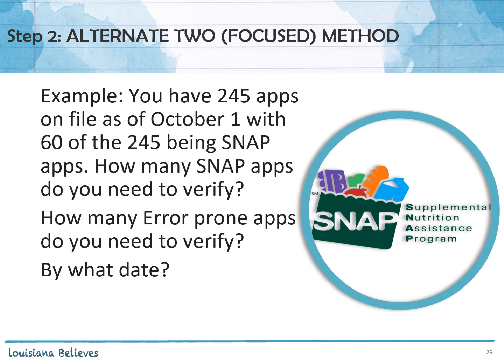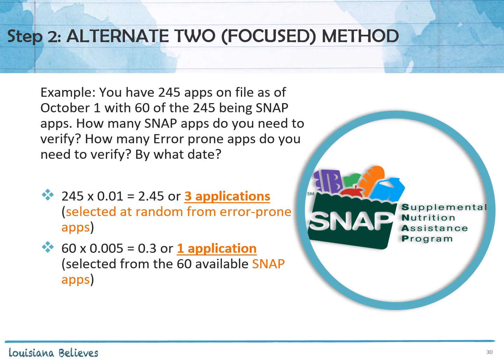Now let's discuss an example using the alternate 2 or focus method. You have 245 applications on file as of October 1st, with 60 of the 245 being SNAP applications. How many SNAP applications do you need to verify? How many error-prone applications do you need to verify? And by what date? We will complete this example in 2 steps.